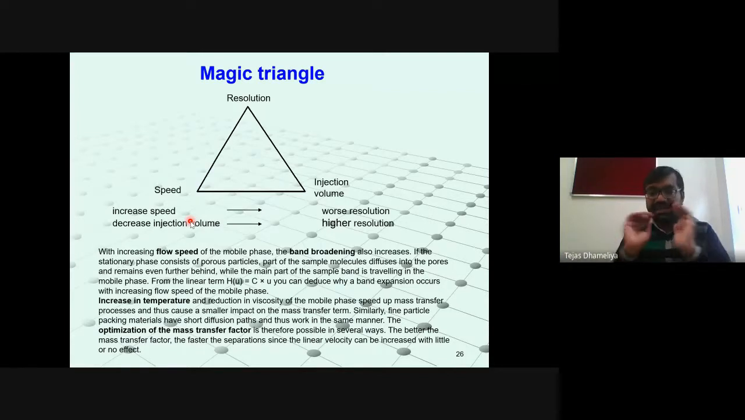If you increase the speed, resolution is lost. If you decrease the injection volume, you will obtain better resolution. So that's why it is suggested to work at optimum speed with a decreased injection volume. Similarly, some other parameters are also mentioned: if you increase the temperature, there is a reduction in viscosity of the mobile phase, so that will also promote the mass transfer factor, and corresponding effects are also observed.